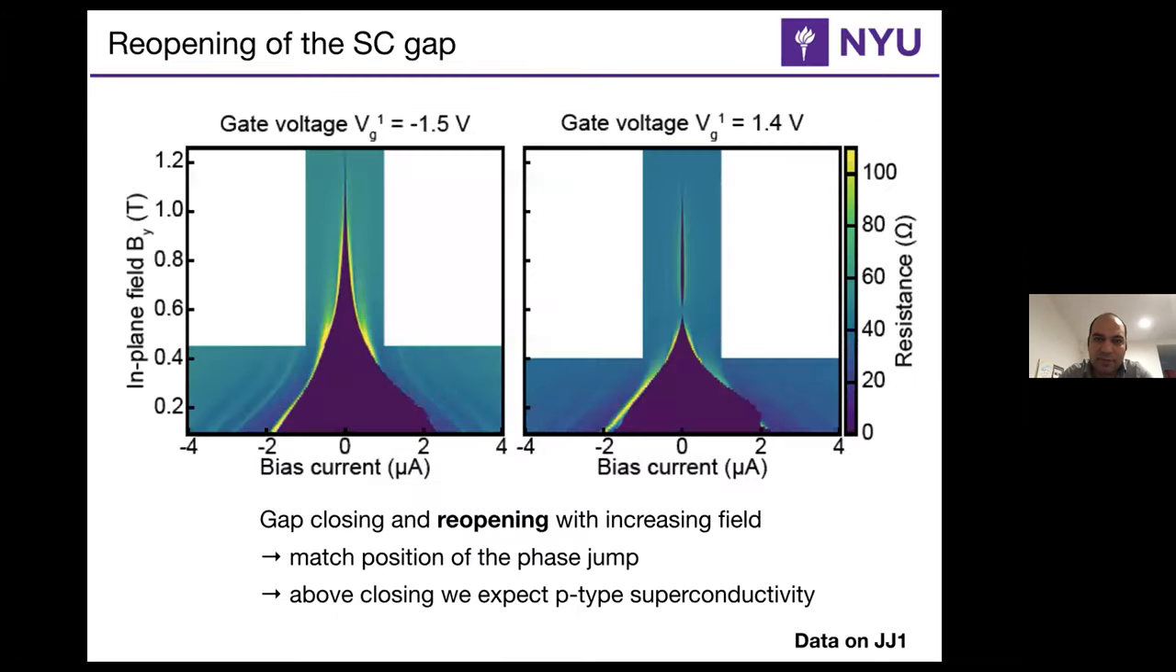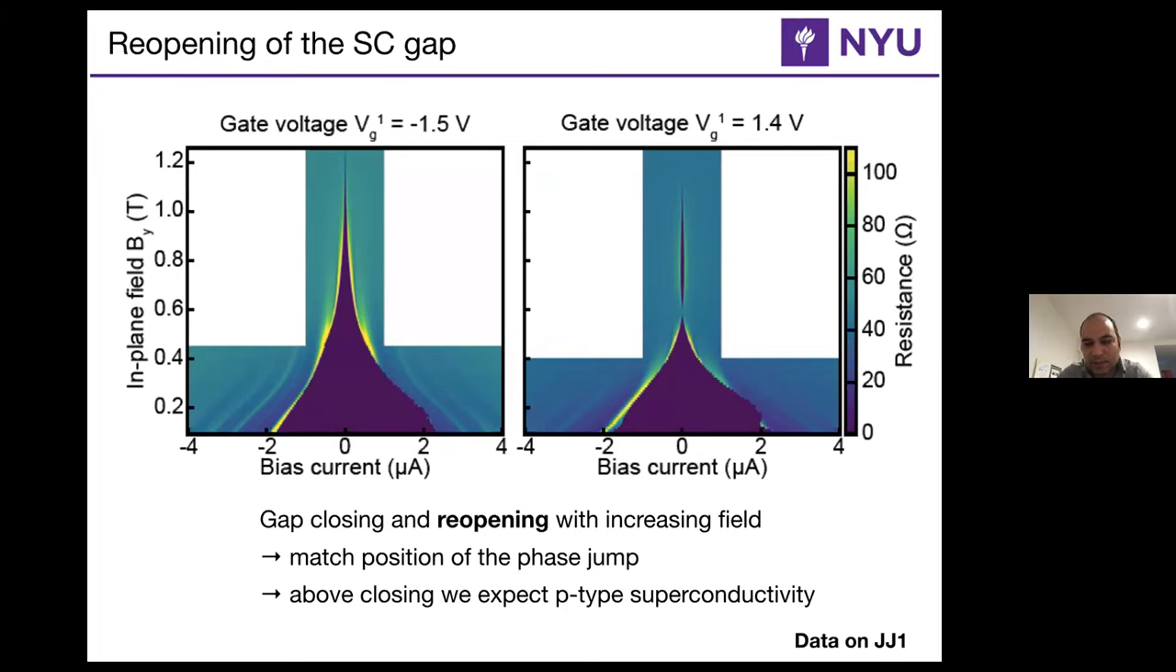It is very interesting to actually measure the phase. So here are the gate voltages, I'm sorry. At -1.5, there is no gap closing. At 1.4, there is gap closing. And I will show you many junctions that show this kind of behavior, in the ones that we understand as spin orbit and gating on.